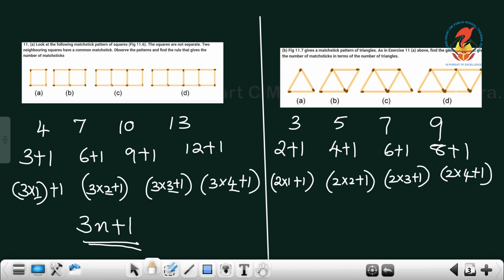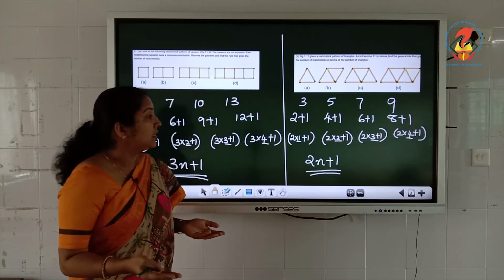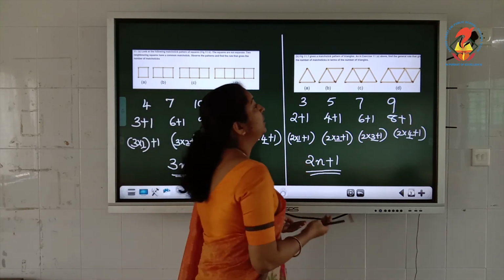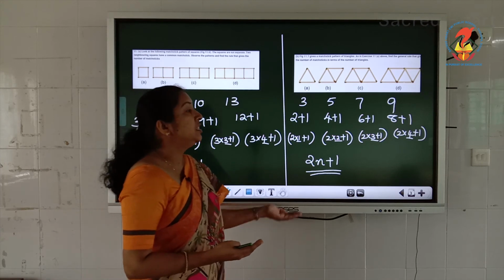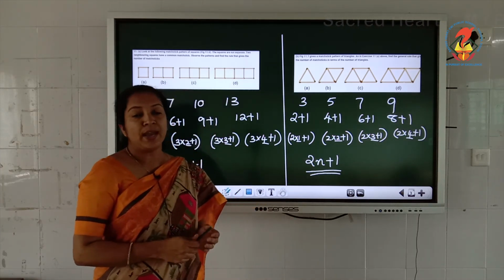So what is changing here? The second one is changing as 1, 2, 3, 4, etc. Instead of that, what we can write as 2n plus 1, where n is the number of triangles. So the first triangle, 2 into 1 plus 1. Second, if you need 2 triangles, 2 into 2 plus 1. If you need 3 triangles, 2 into 3 plus 1, and so on. So the general rule here is 2n plus 1.